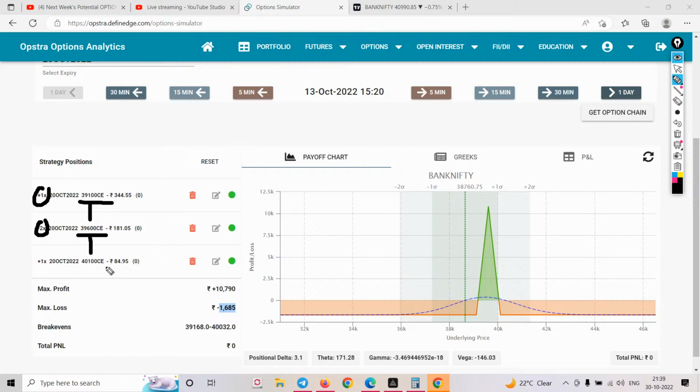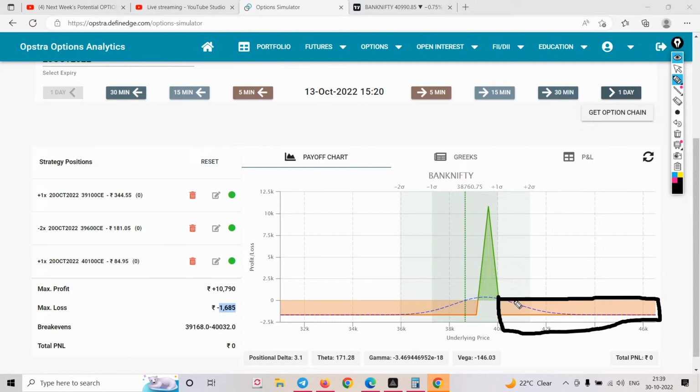Now, my view is sideways to mild bullish, so why should I have this red area? Simple, right? That's common sense. If my view is sideways to mild bullish, then why should I have this area? So can someone please tell me how to make this area green? I don't want to see this loss. I would really appreciate how to make this area green.